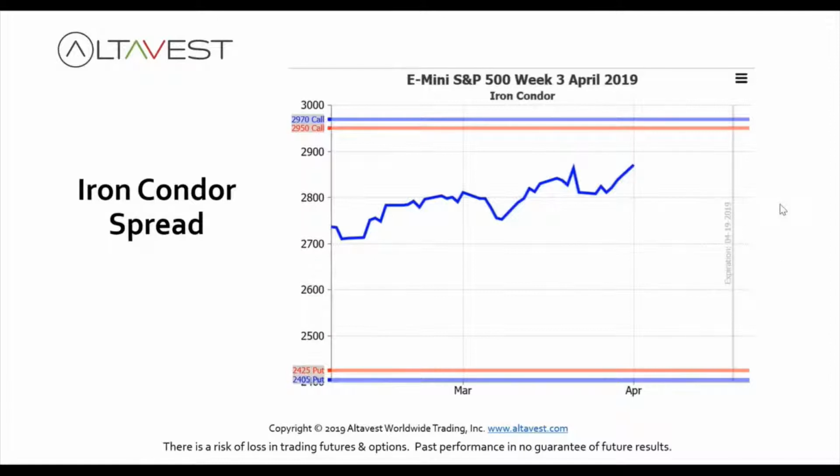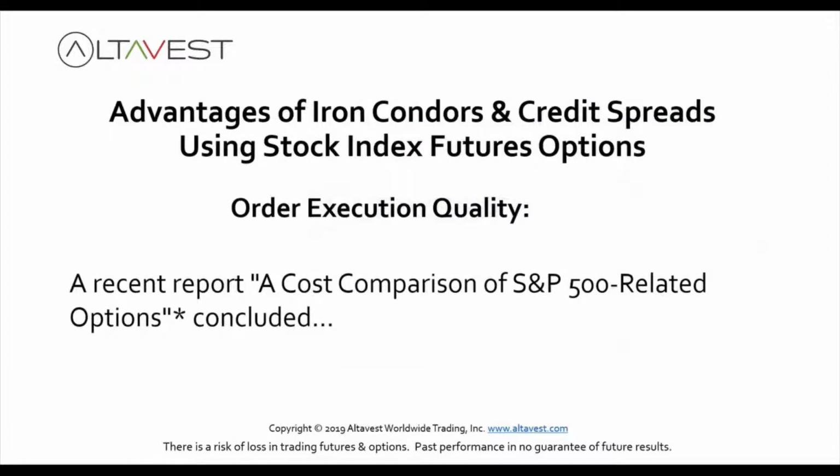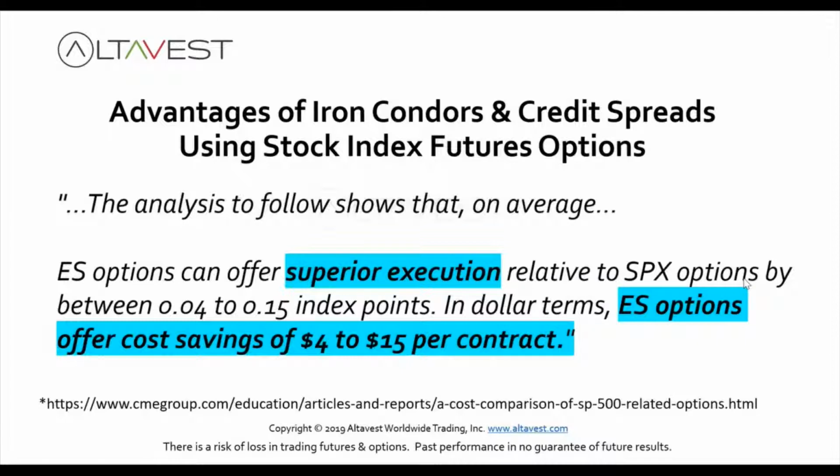But what are the advantages of condors and credit spreads with stock index futures options, such as the E-mini S&P 500? Let's take a look at that. How about execution quality? A recent report called a cost comparison of S&P 500 related options found that the ES options, which are the E-mini S&P 500 futures options, offer superior execution. In dollar terms, these ES options offer cost savings of $4 to $15 per contract.